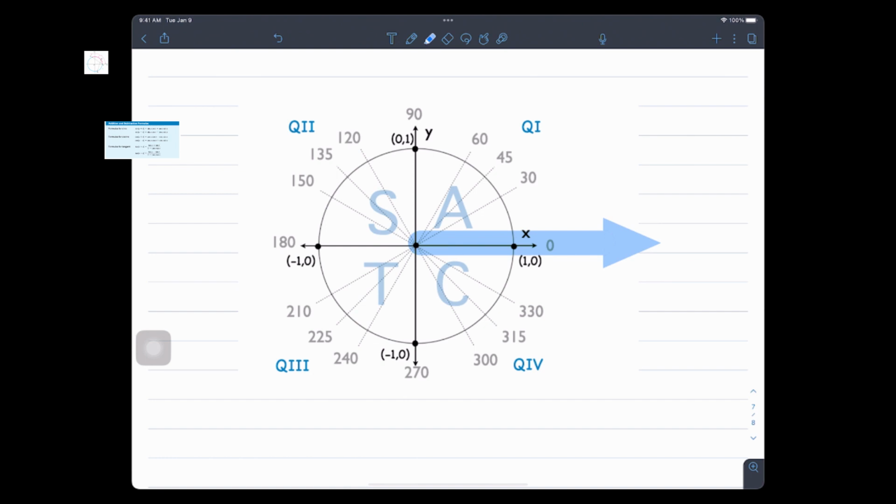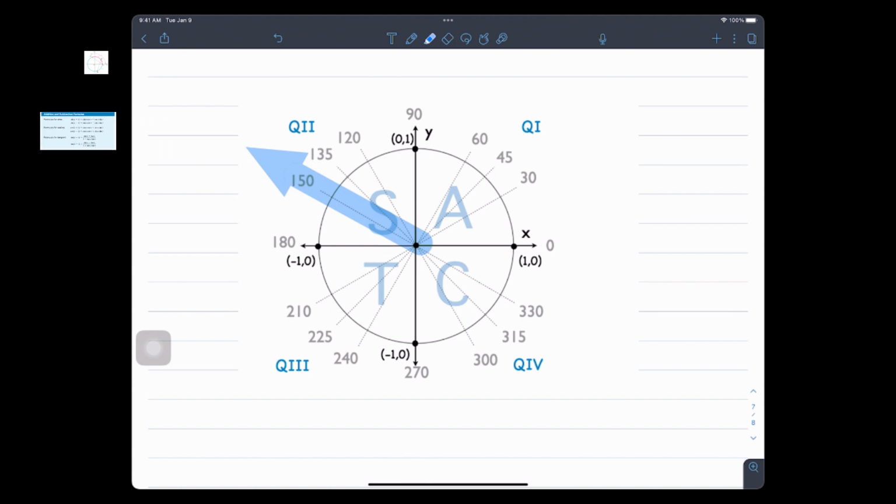You've got 0 degrees. You move that all the way to 150 degrees. Anybody do that homework yet? I hope. How do you do this? You guys remember? All students take calculus. What is your reference angle, ladies and gentlemen?